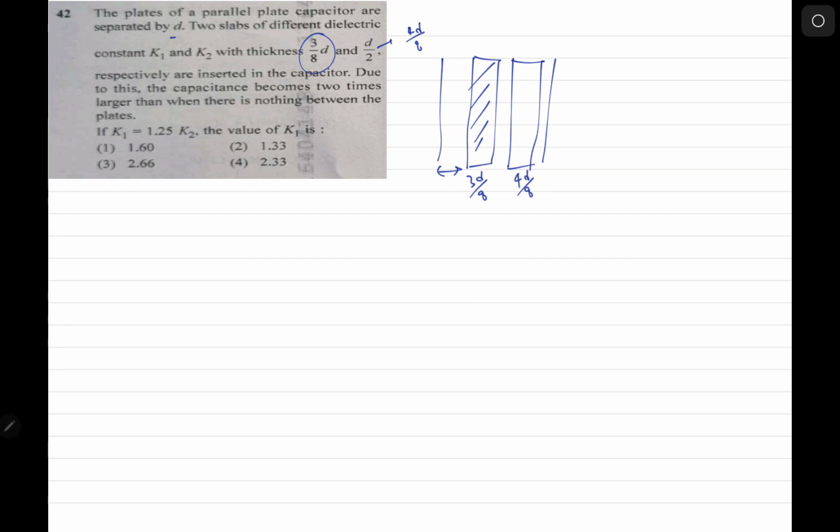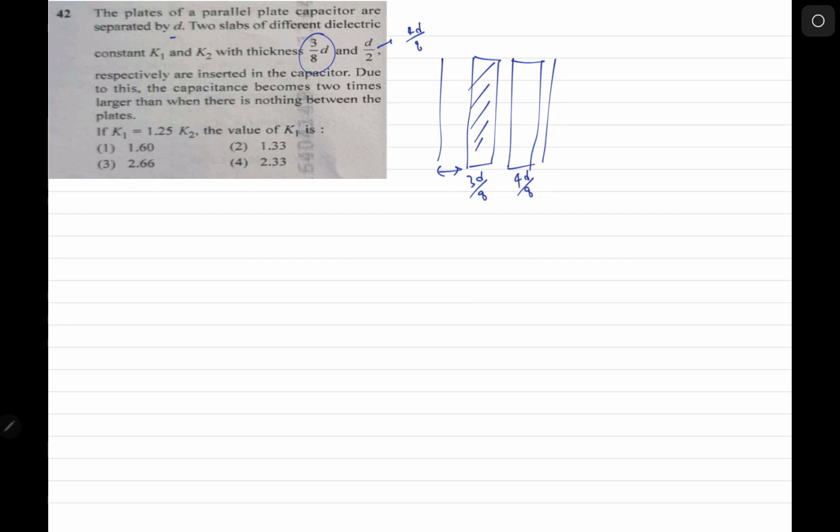Okay, this question is based on the capacitance chapter, with the dielectric. There's a parallel plate capacitor with plate separation D, and two slabs of different dielectrics, K1 and K2, of thickness 3D by 8 and D by 2, which is nothing but 4D by 8, makes 7D by 8. That means the capacitor is not fully filled. So this is 3D by 8. There's some region where only air or vacuum is left, and this is 4D by 8, correct?